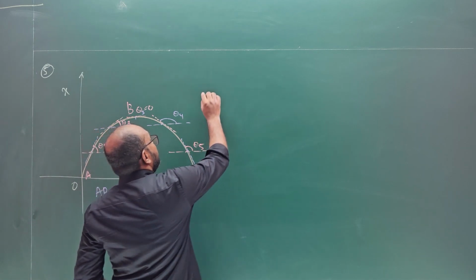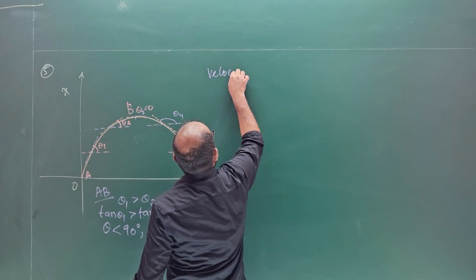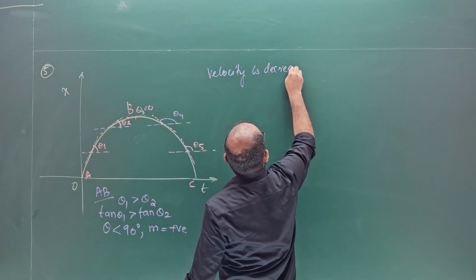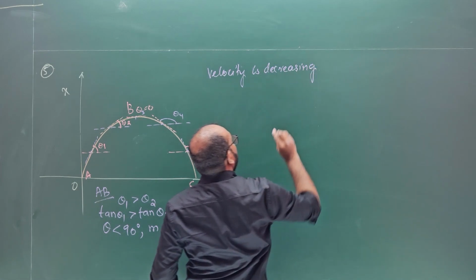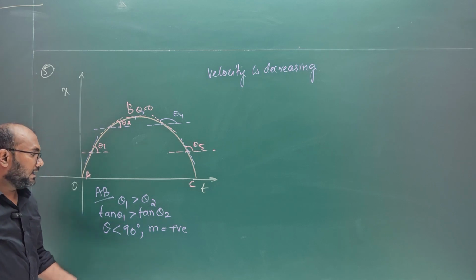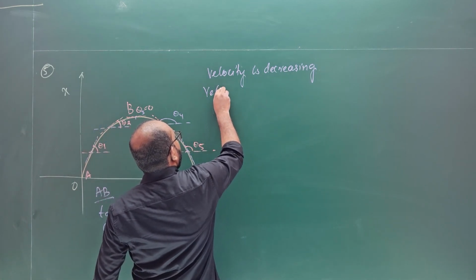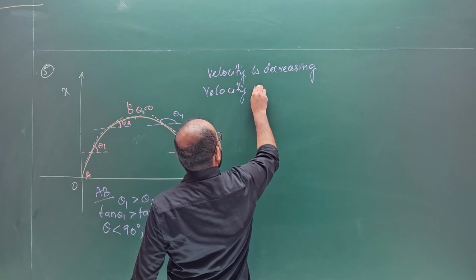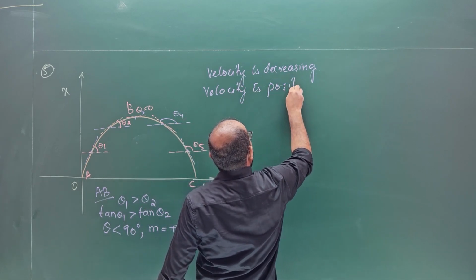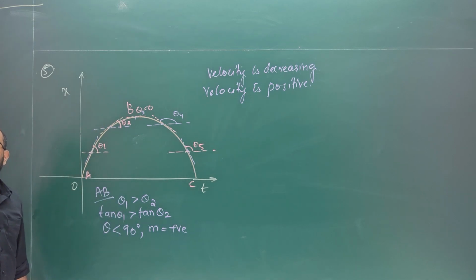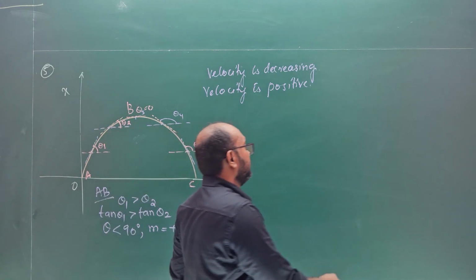Yes, decreasing. So velocity is decreasing. M is positive, right? M is positive. That's the reason I can write velocity is positive. Velocity is positive. And what about acceleration? Velocity is decreasing. Now come back here.